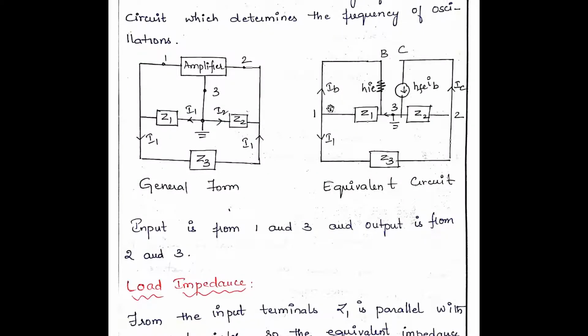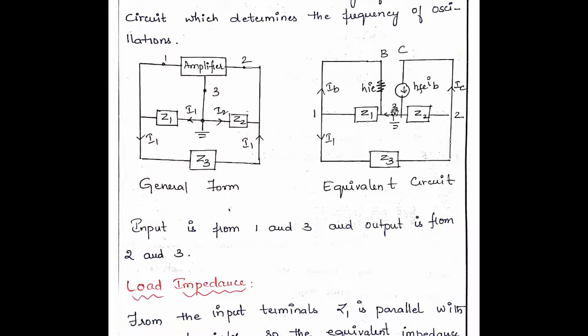Input voltage is very easy. Output voltage is between 2 and 3, and input voltage is between 1 and 3. So we already got the output in terms of IB. To get the input in terms of IB is very easy, between 1 and 3. What is the expression for input voltage in terms of IB? Just by looking at the circuit, you can answer.